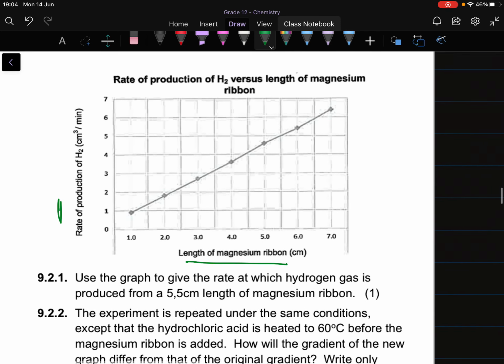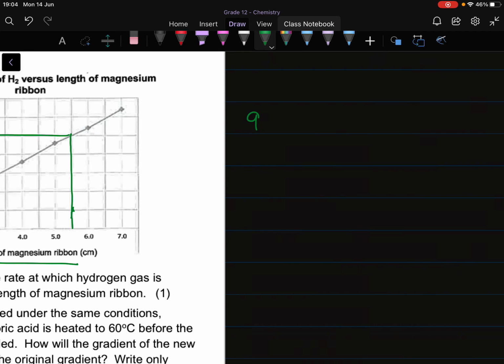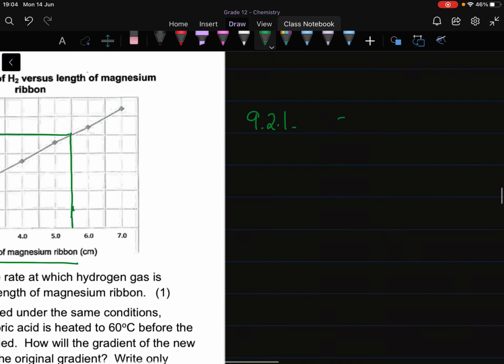Then they say use the graph to give the rate at which hydrogen gas is produced with a 5.5 centimeter length of ribbon. So we go into our graph. There's 5.5. Okay, so we're reading off the graph. 5.5 goes across to there. Oh, that's nice and easy. So 9.2.1. The rate is 5 centimeters cubed per minute. Oh, we like that question.